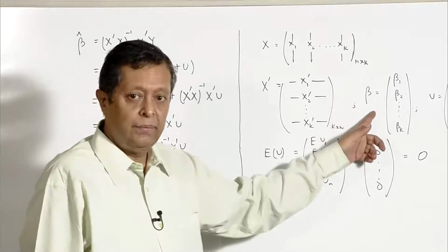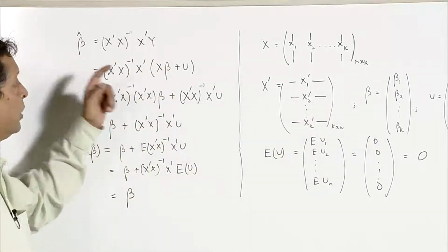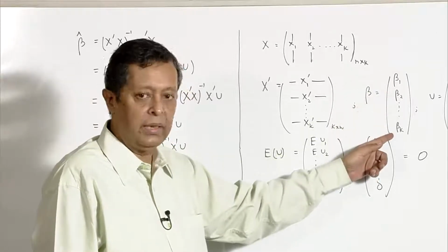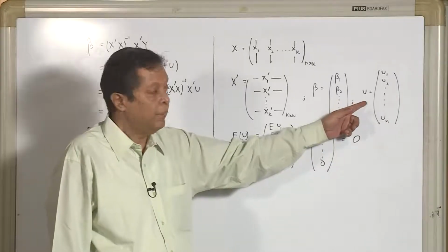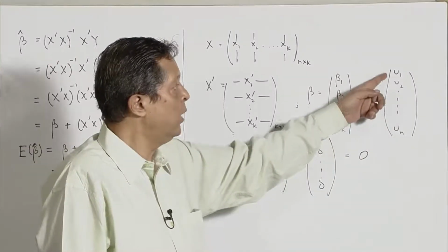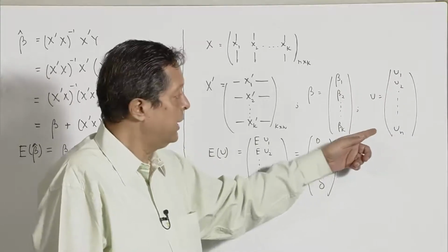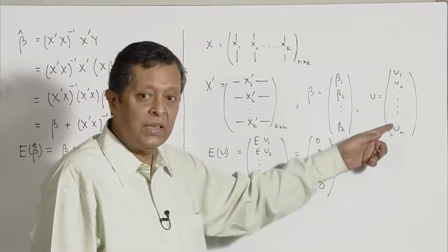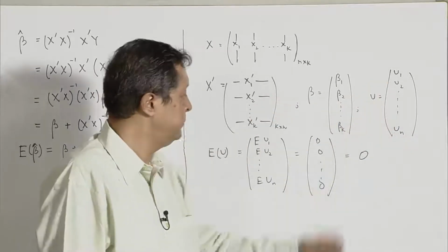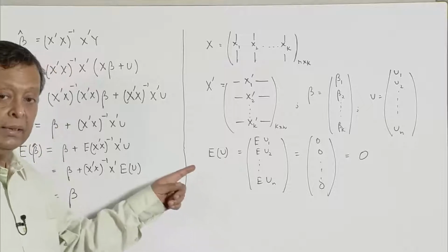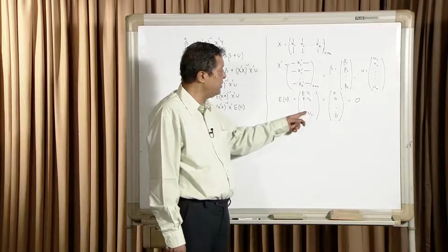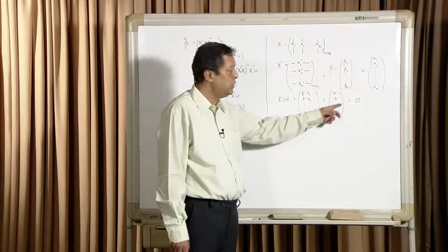And beta, viewers, for the k variable model is not a scalar, it is a vector, beta 1 through beta k. Similarly, u for the k variable model is not a scalar, it is a vector u1 through un, that is for n observations we have n such random disturbance terms, each of this is a random disturbance term. And the property that we had for the classical model was that expectation of each of these ui's is equal to 0.